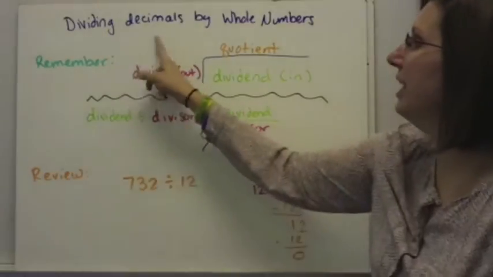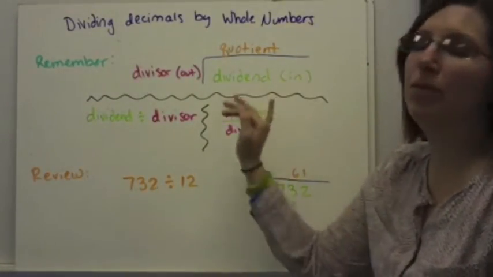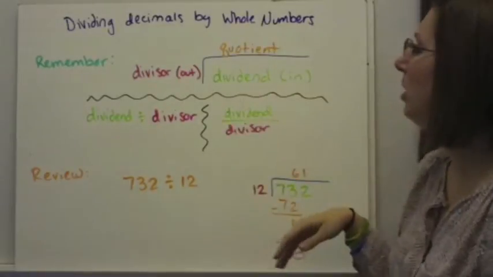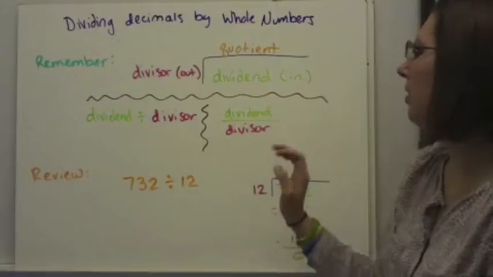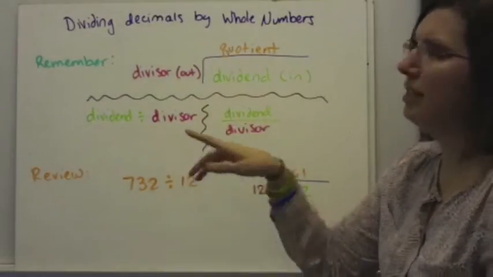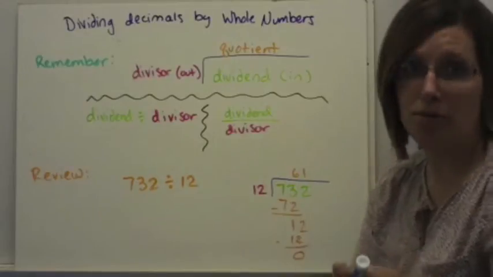Today we are dividing decimals by whole numbers. So here's a reminder about how to do long division, because it might have been a while. You've got a couple of keywords: the dividend, the divisor, and the quotient.